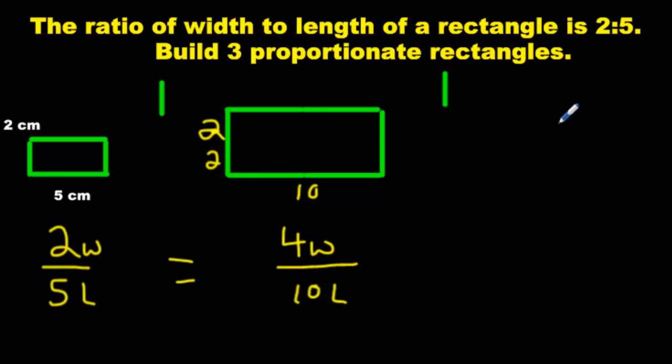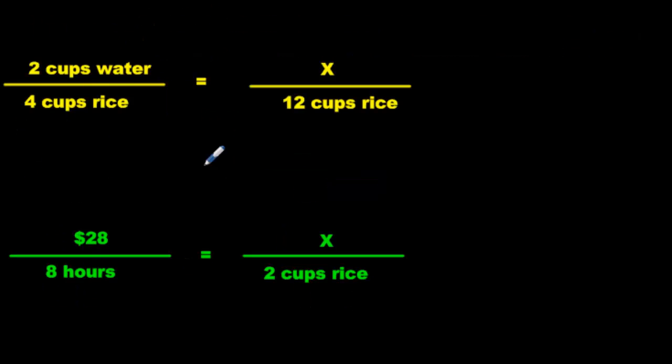And I can make my third one the same way. I can triple each side. I'm not going to do it. You think you get the idea. Here we have an x. We have to solve for x. It's like what we did for fractions. You have to find a pattern.